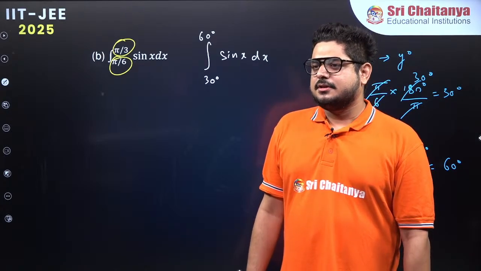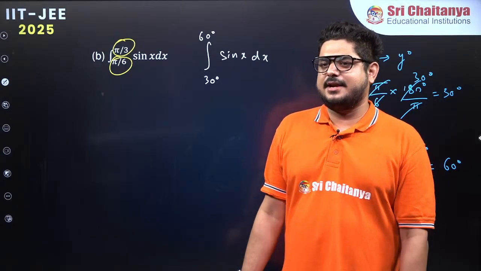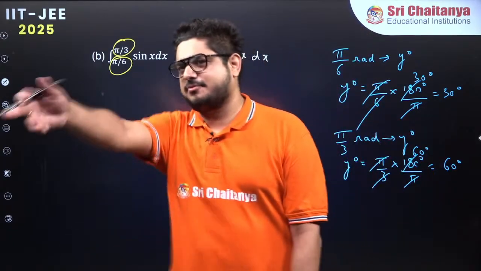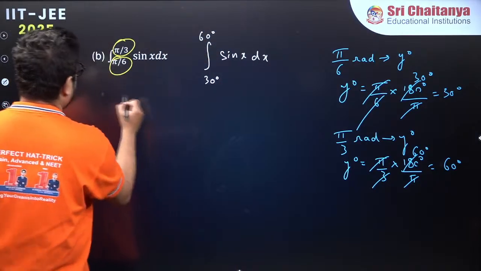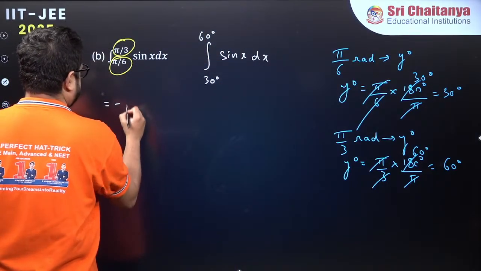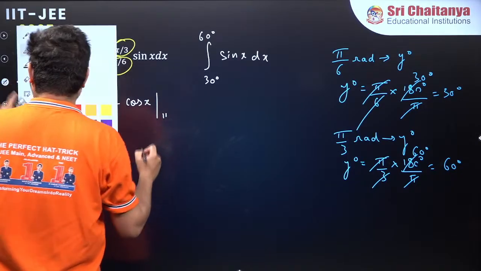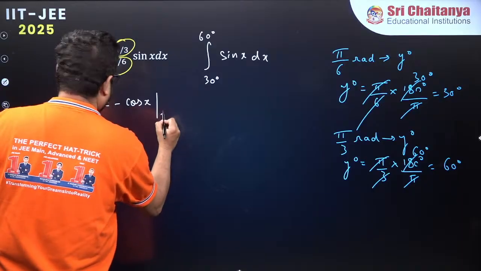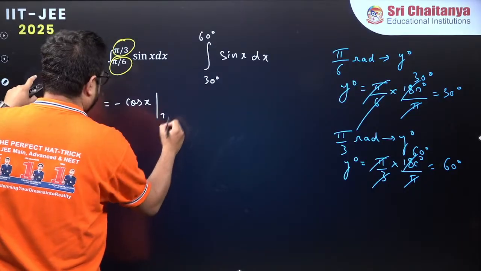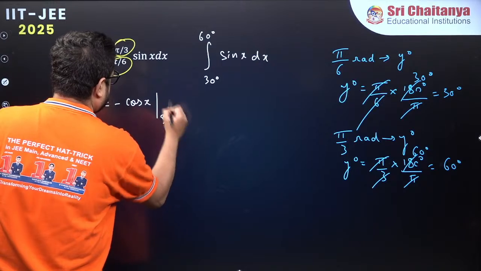Yes, it's minus cosine x. Great, keep on writing, minus cosine x. Exactly, absolutely right, everyone. So I will write it down as minus cosine x with limits, which I have already simplified, 30 to 60.